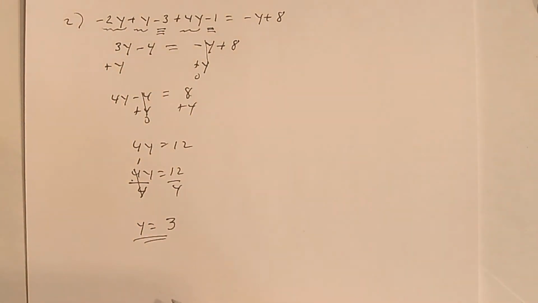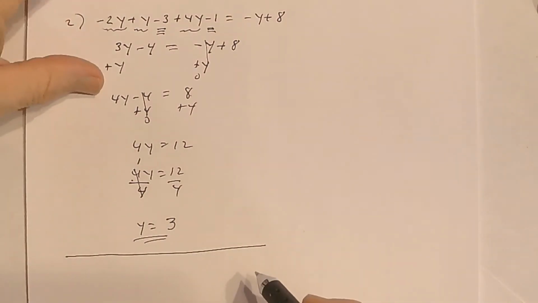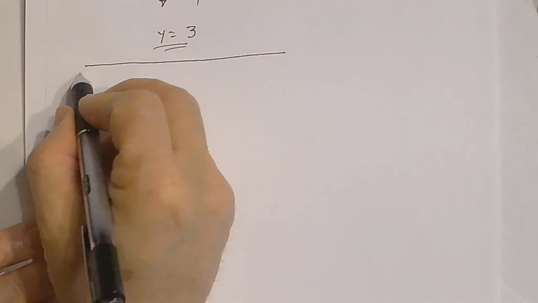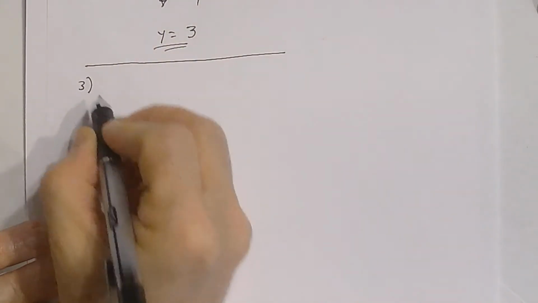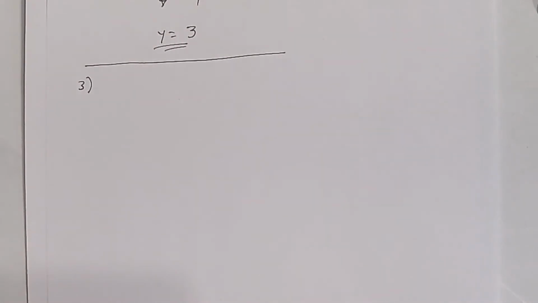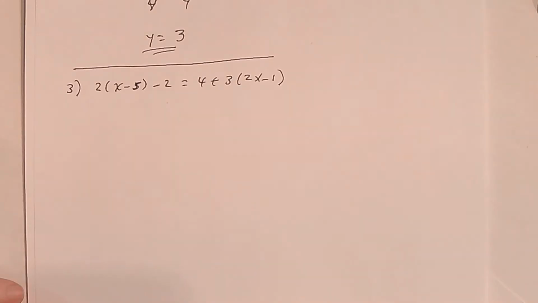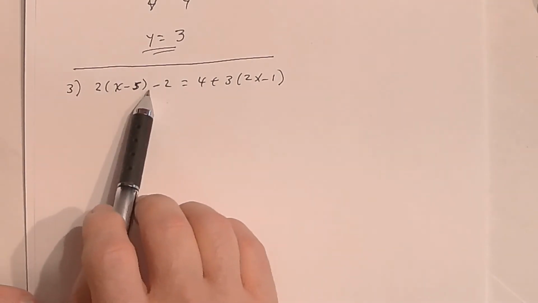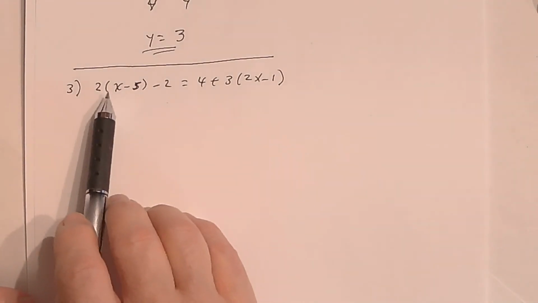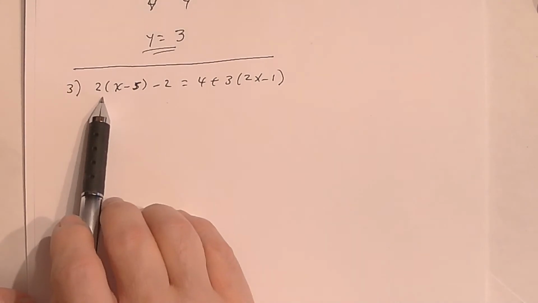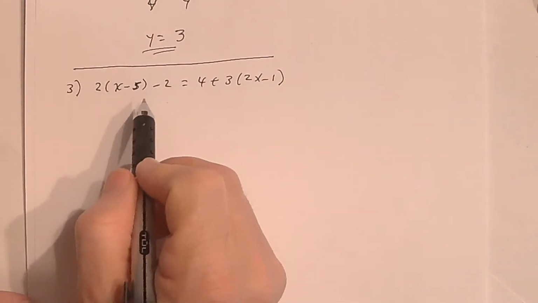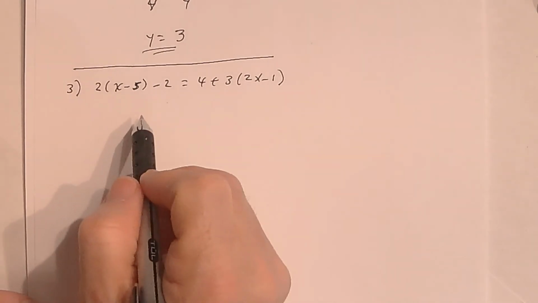All right, so let's look at number 3. So number 3, we have this. So we go ahead and write number 3 here. So this would be number 3. Okay, so now notice in number 3 we have a linear equation, but in this linear equation we have parentheses now. And so that's where you're going to use the distributive property. And so the idea, first of all, is to get rid of those parentheses using the distributive property.